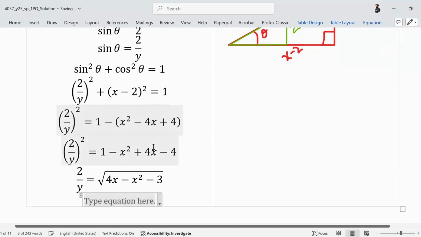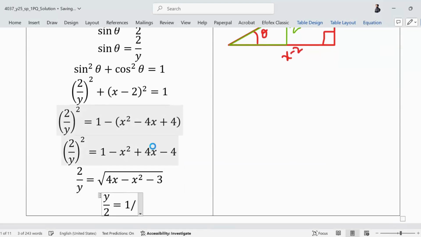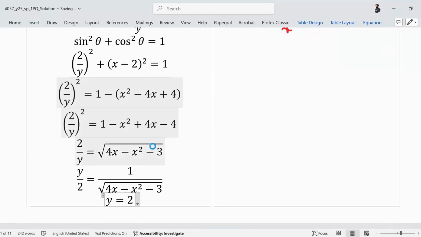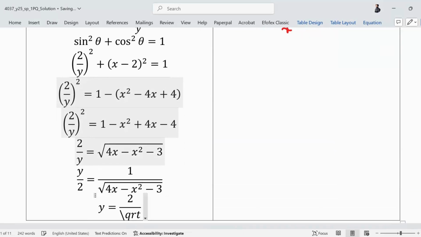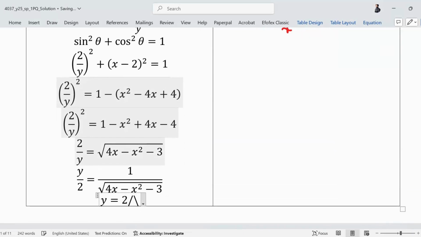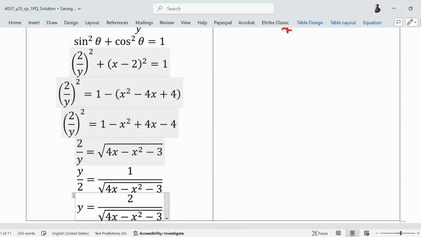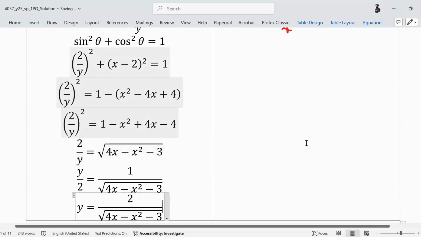Now I can reciprocate both sides. Y upon 2 is 1 upon square root of 4x minus x squared minus 3, and y is basically 2 upon square root of 4x minus x squared minus 3. And that is how you can write y in terms of x. So I hope this must be clear now.